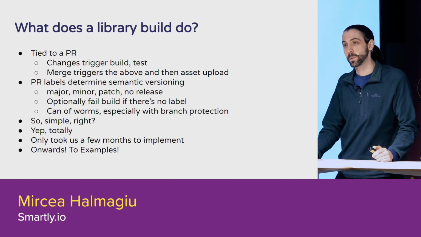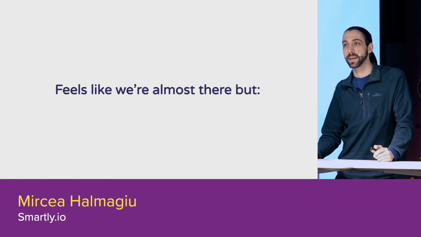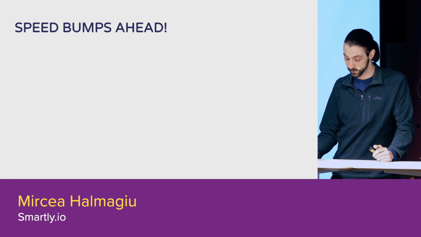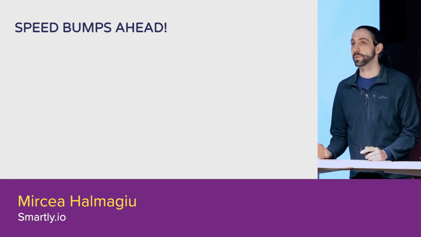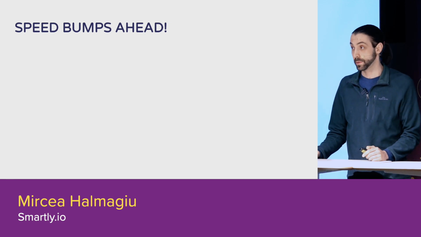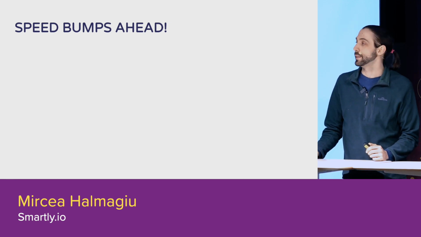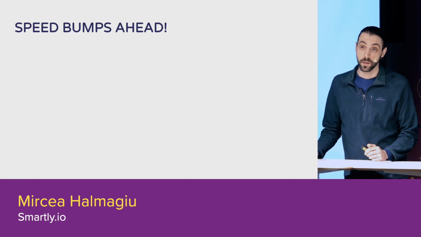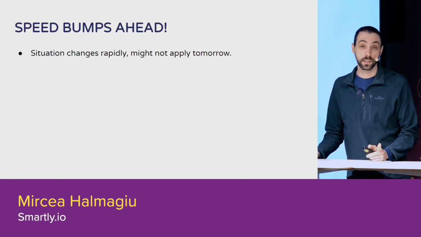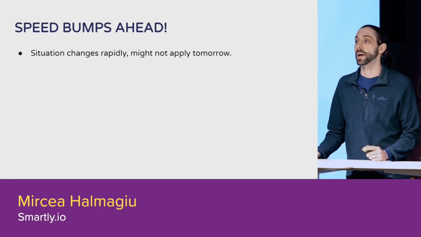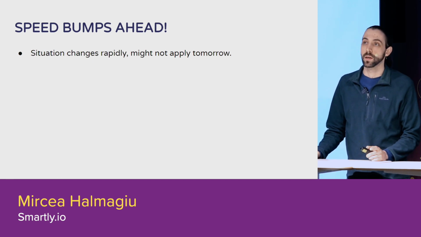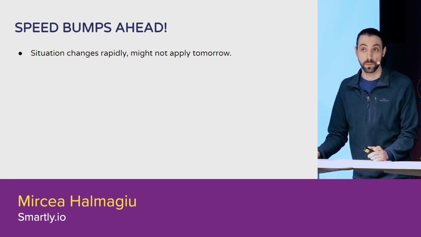So onwards to examples. It's really simple, and no, we got some speed bumps. I think it's probably really nice to talk about the speed bumps before we actually get into the examples. It'll make the examples make a lot more sense. So it's important to note here that the situation is rapidly changing. GitHub Actions is under active development. This literally might not apply tomorrow.